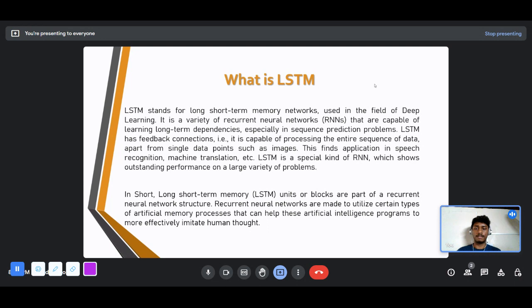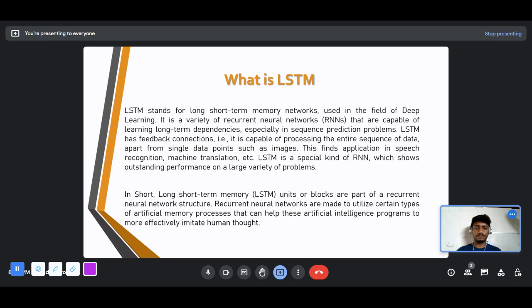LSTM has a feedback connection that is capable of processing the entire sequence of data apart from single data points such as images. This finds applications in speech recognition, machine translation, etc. LSTM is a special kind of RNN which shows outstanding performance on a large variety of problems. Now, in short, if we were to summarize what I said, LSTM units or blocks are part of a recurrent neural network structure which are made to utilize certain types of artificial memory processors that can help these artificial intelligence programs to more effectively imitate human thought.